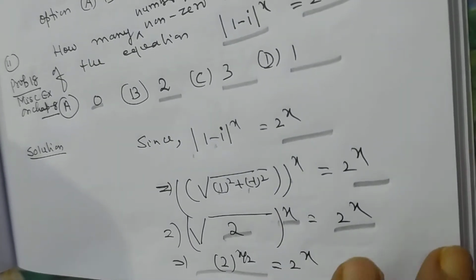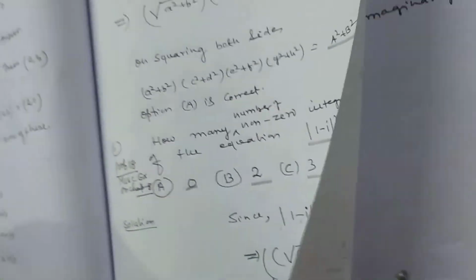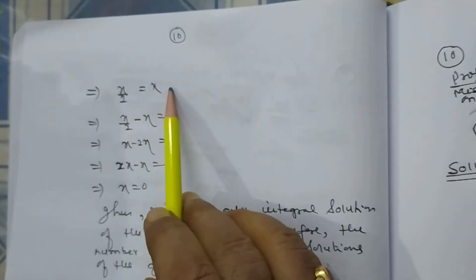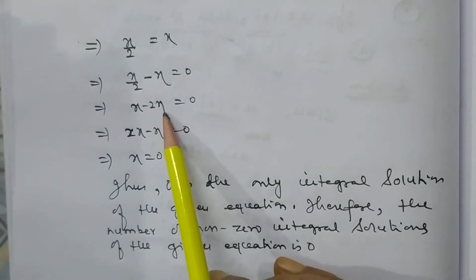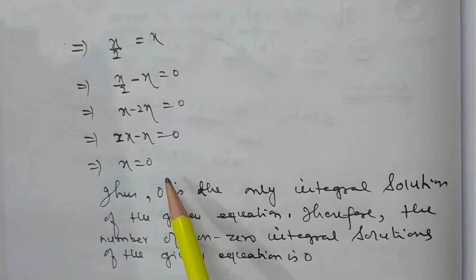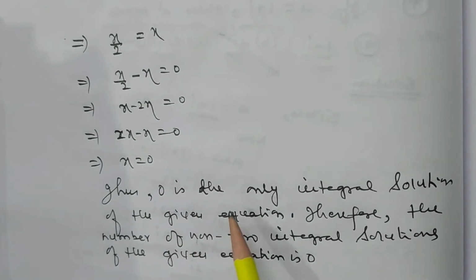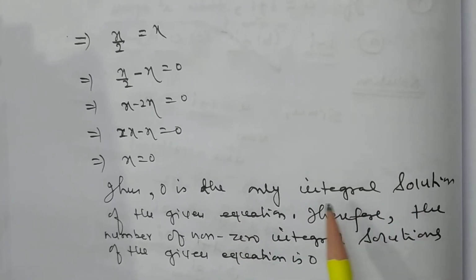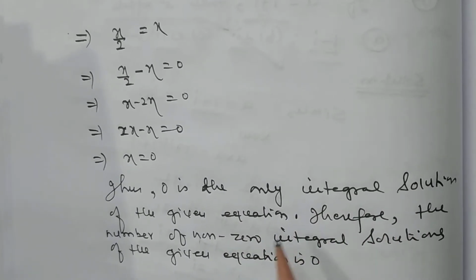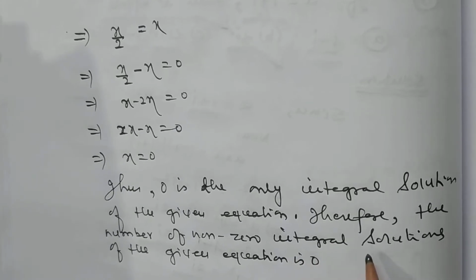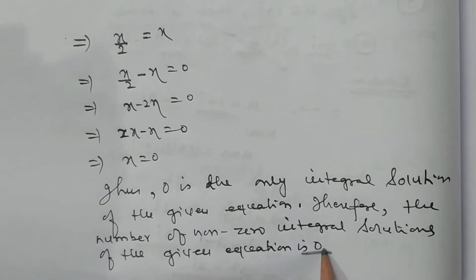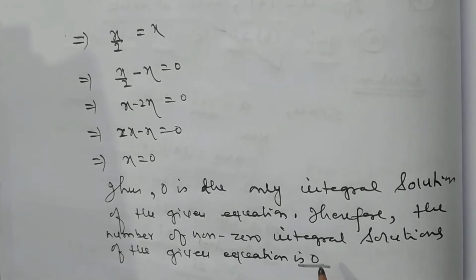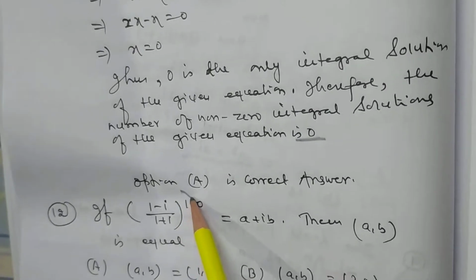So 2^(x/2) is equal to 2^x. This implies x/2 is equal to x. x/2 − x is equal to 0, so x − 2x is equal to 0, and 2x − x is equal to 0. This implies x is equal to 0. Thus, 0 is the only integral solution of the given equation. Therefore, the number of non-zero integral solutions of the given equation is 0. So, A is the correct option.